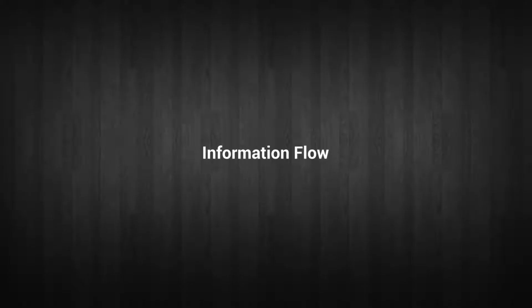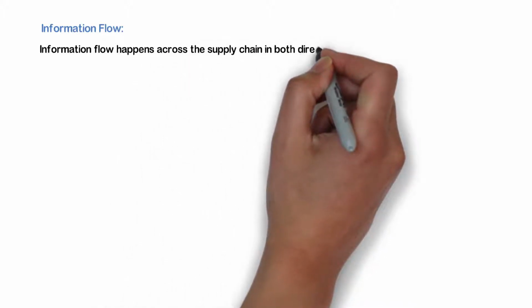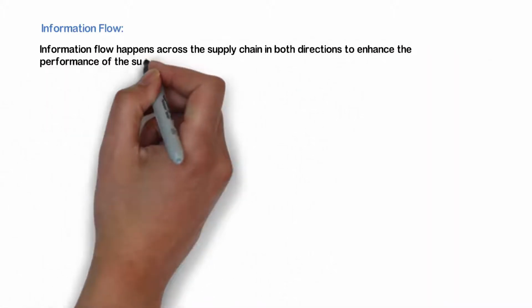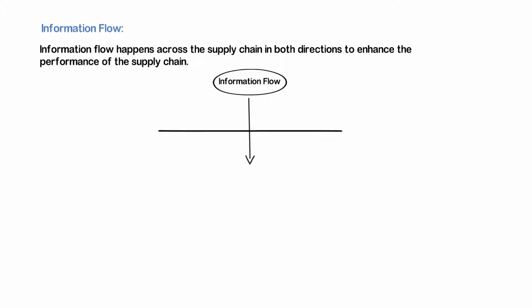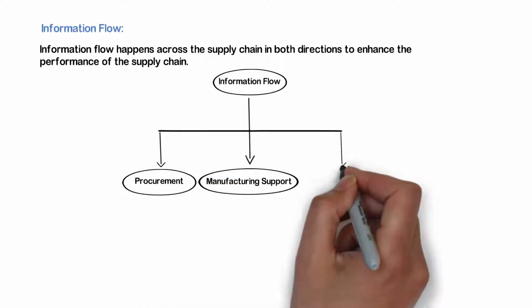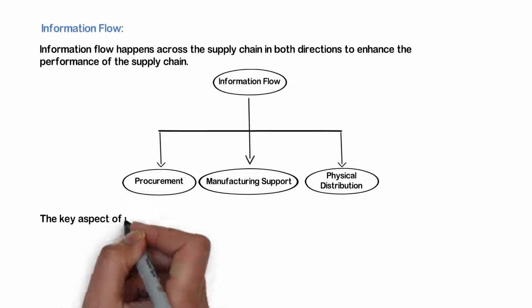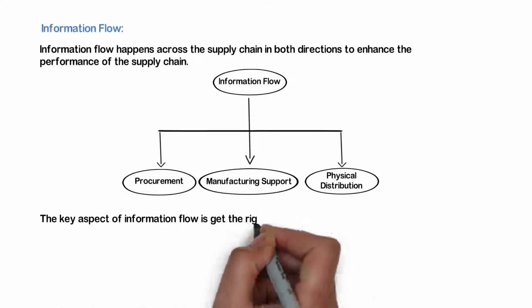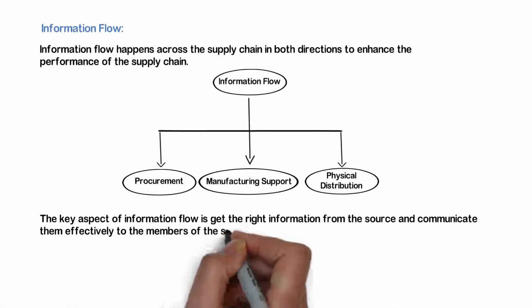Let us discuss the components of information flow in an integrated logistics system. Information flow happens across the supply chain in both directions to enhance the performance of the supply chain. This integrates the process of procurement, manufacturing and physical distribution of the materials to satisfy the requirements of products to different locations at the required time along the supply chain. The key aspect of information flow is to get the right information from the source and to communicate them effectively to the members of the supply chain.